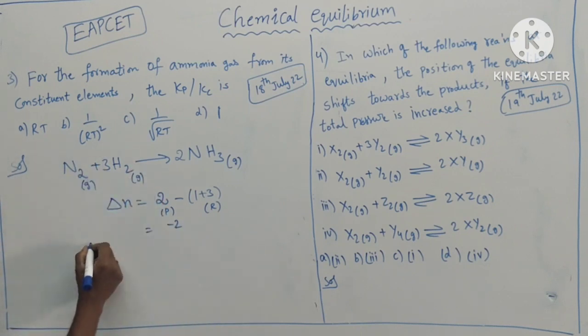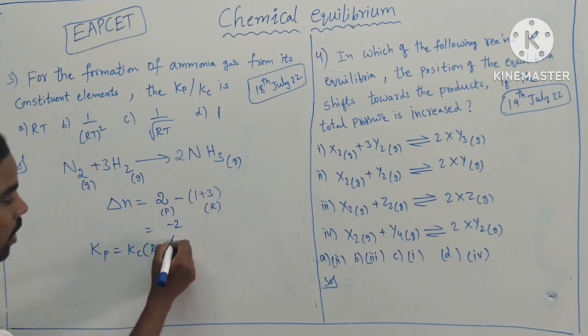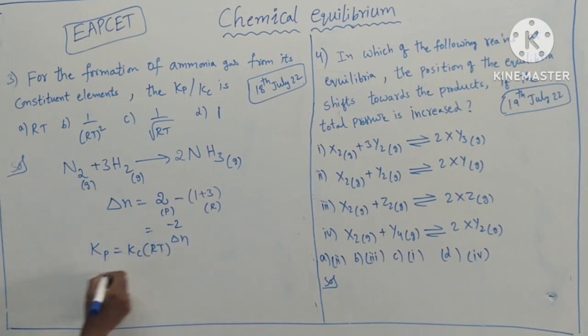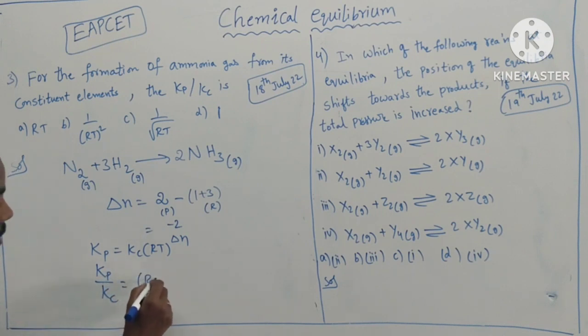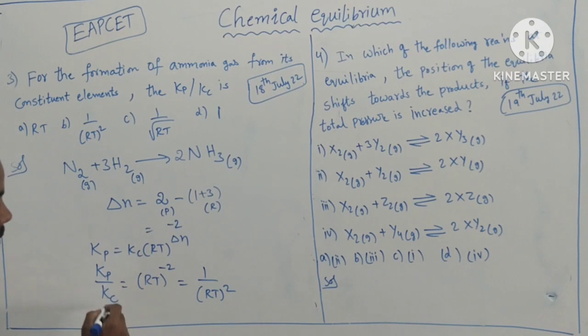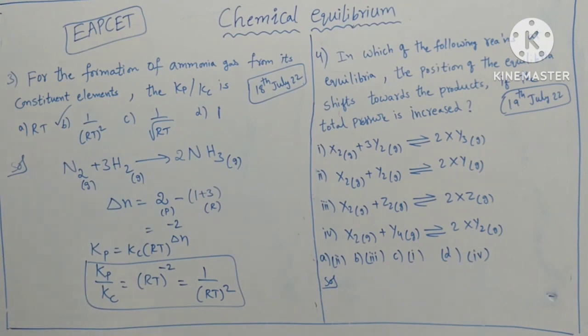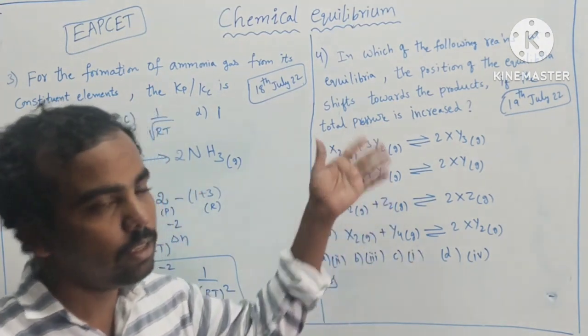So what is the relation? Kp is equal to Kc into RT whole power delta N. So Kp by Kc is equal to RT whole power delta N, which means minus 2. So that is equal to 1 by RT whole power 2. So Kp by Kc is equal to 1 by RT whole square. So the answer is B. Next question, very easy.